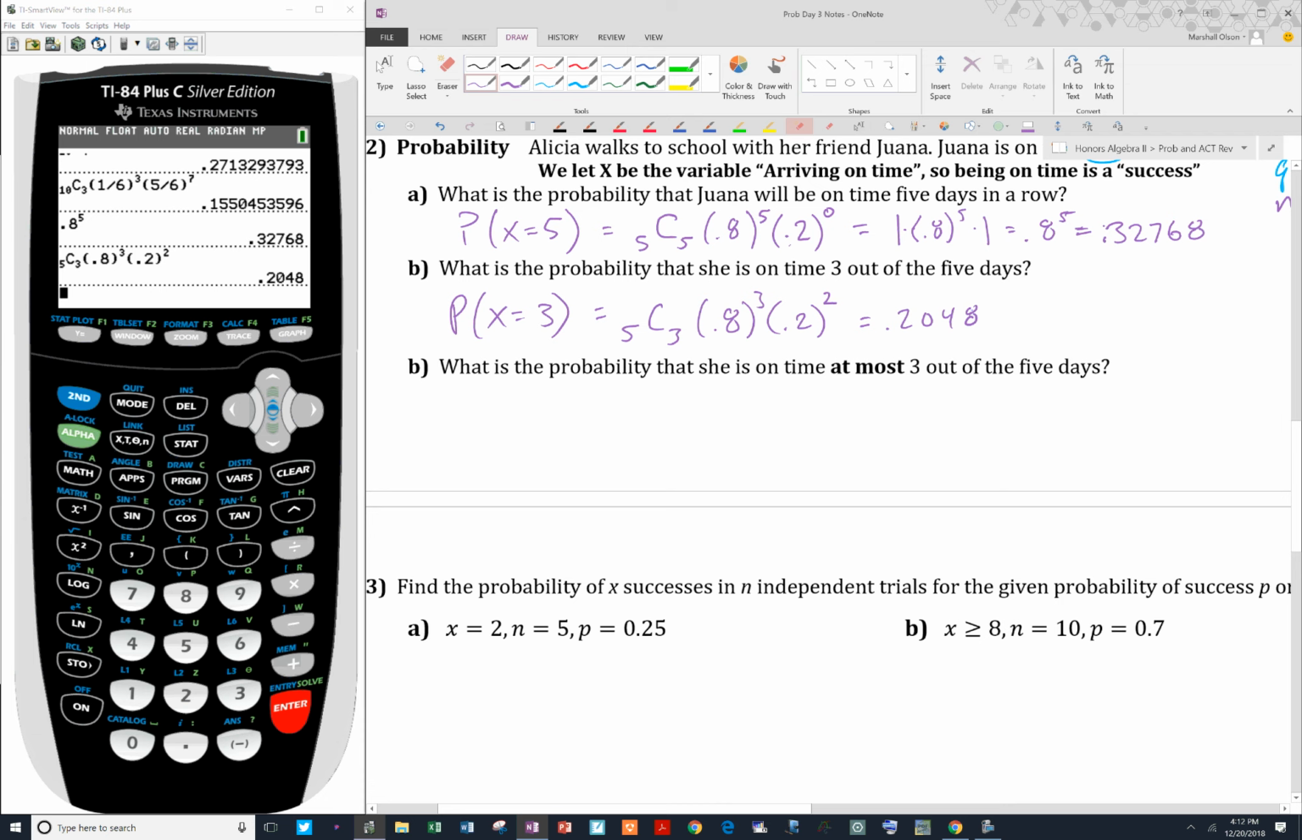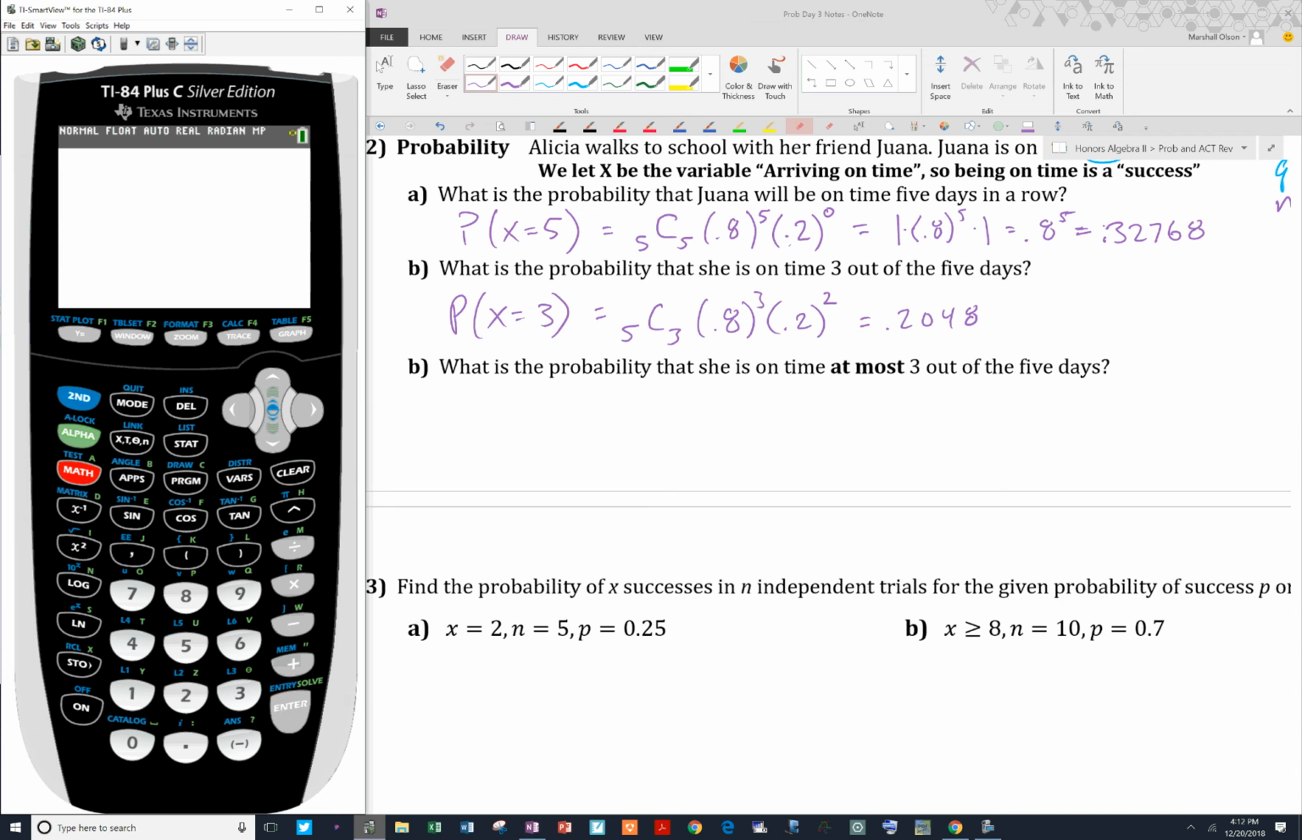And this is going to give us about 0.2048. If we were to use the binomial PDF, I'll just show that one more time here. We go second distribution, and then we want the binomial PDF distribution, which is letter A. So this time we have 5 trials, probability of a success is 0.8, and then we were looking for exactly 3. I should get that same 0.2048.